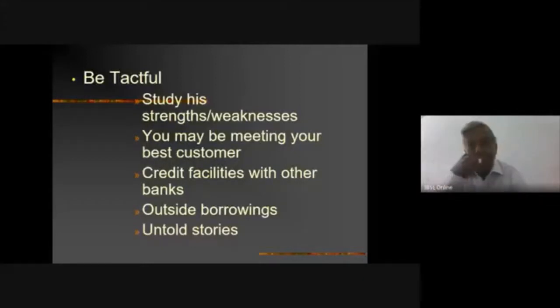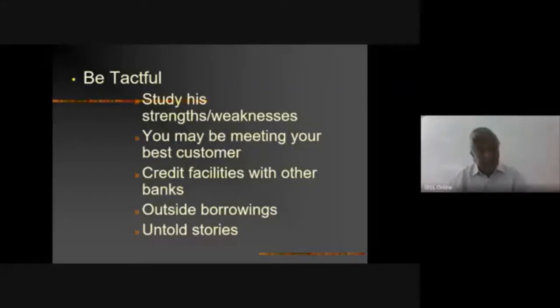Study his strengths and weaknesses. This behavioral aspect you have to develop. You may be meeting your best customer, who may bring a lot of business to your bank. Then you have to be very tactful. What are his strengths? What are his weaknesses?